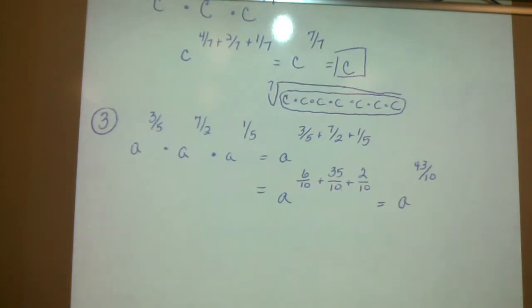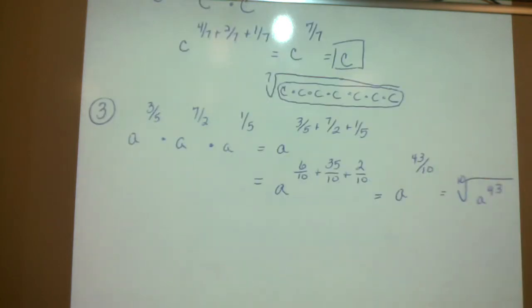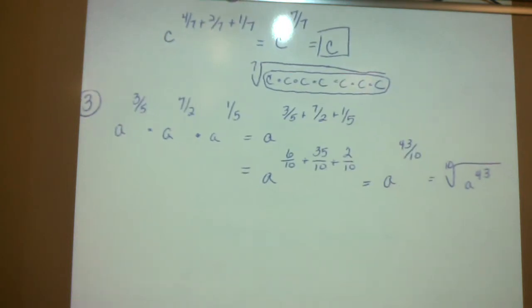All right, so from here, I'm going to write this in radical form, or you can kind of just divide that out. So if I rewrite that, it's going to be the 10th root of a to the 43rd power. Now, if you want to go and write out 43 a's, go right ahead. It's going to take you a long time to do that. Or you can kind of do that right in your head.